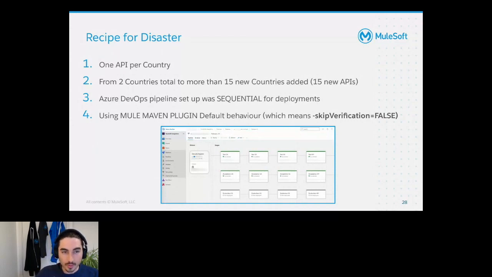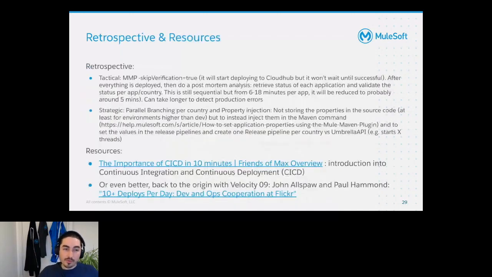Additionally, on top of that, they were using the Mule Maven plugin with its default behavior. That is, skip verification is false, meaning that every step in that pipeline is going to wait until the application is correctly deployed to CloudHub. And again, you have 17 countries, you have APIs that are testing in different environments, and on top of that, you have to wait until each of the deployments is finished. That was the issue.